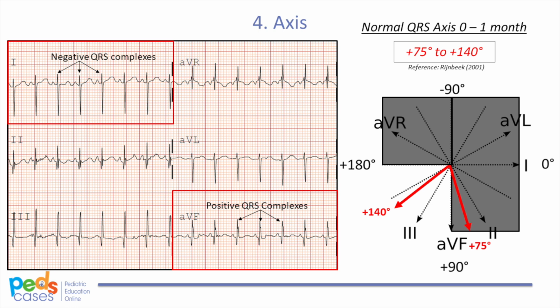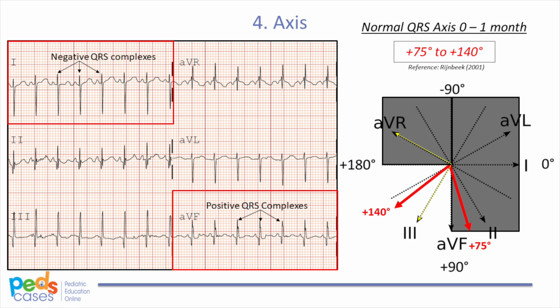Now that we know the appropriate quadrant, we can look for the most isoelectric lead, as the mean QRS axis should be roughly perpendicular to that lead. In our case, the closest and most isoelectric limb lead is lead aVR, even though it has slightly positive QRS complexes. Perpendicular to lead aVR is plus 120 degrees.